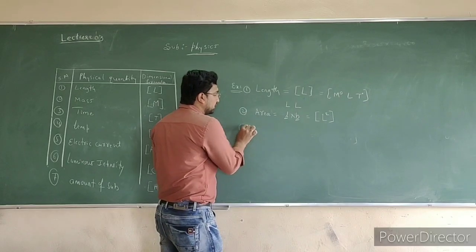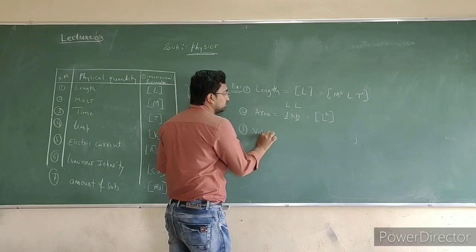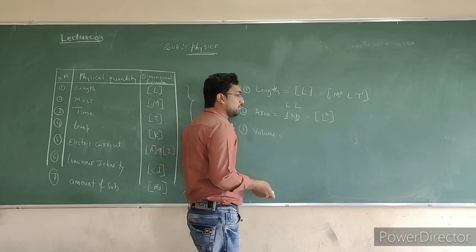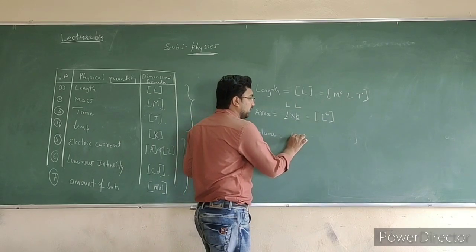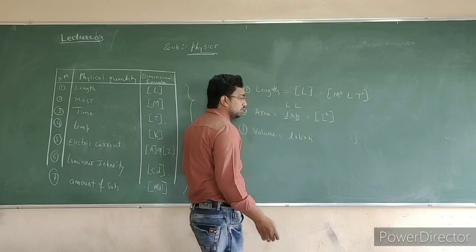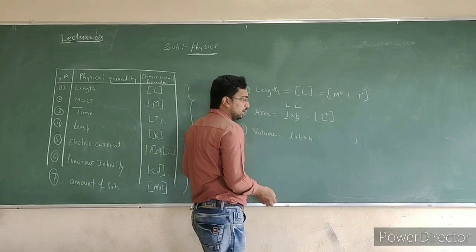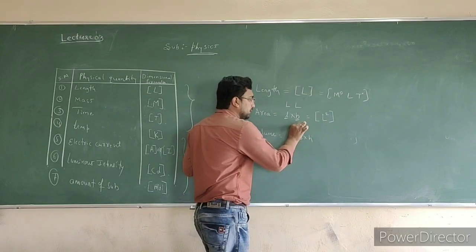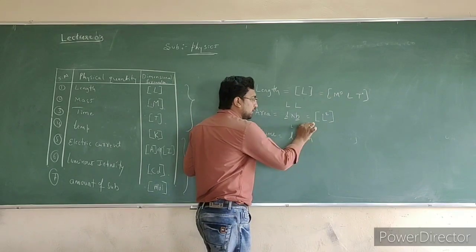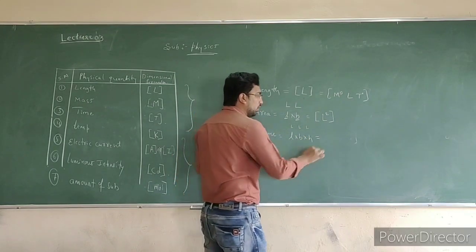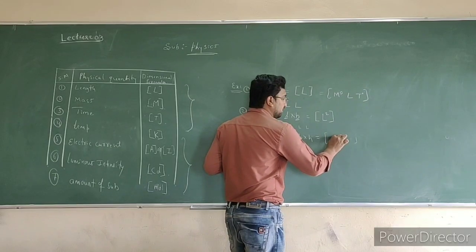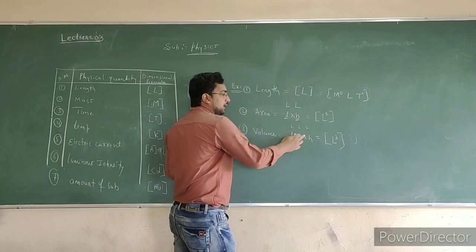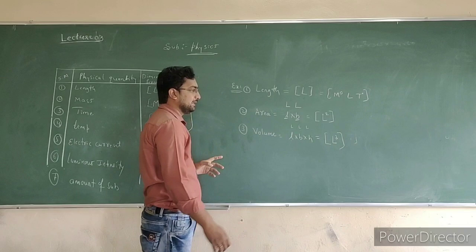And similarly, the third one, volume. How can we write the dimension formula for volume? Already we know the formula to calculate the volume is length into breadth into height. The dimension formula of length is L, the breadth is also a length, so its dimension formula is also L, and height is also L. So the dimension formula of this volume is L cube, right? The dimension formula of volume is L cube.